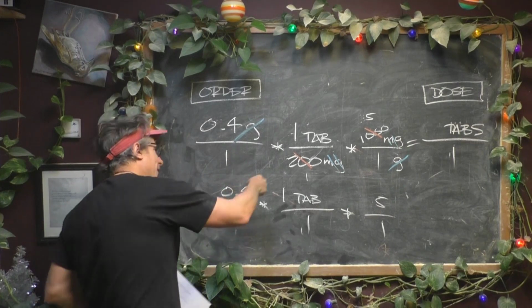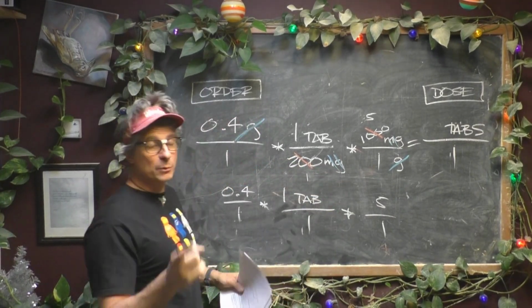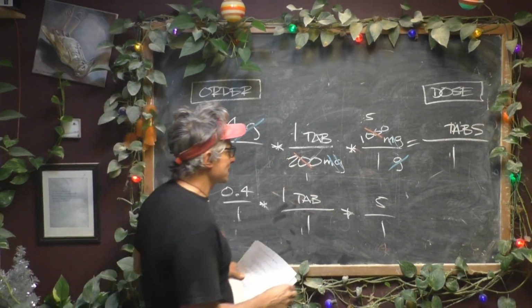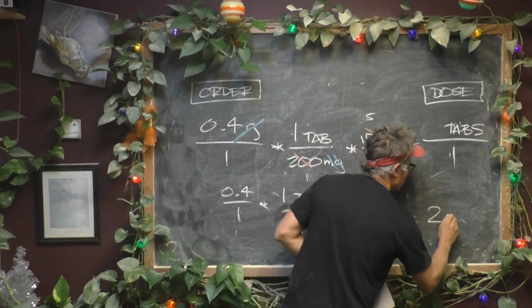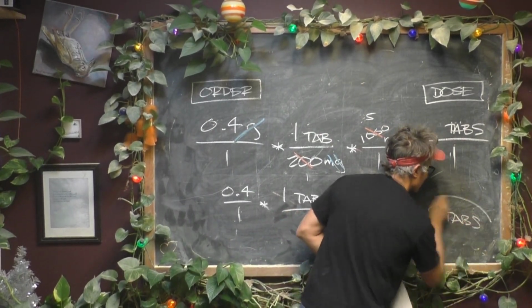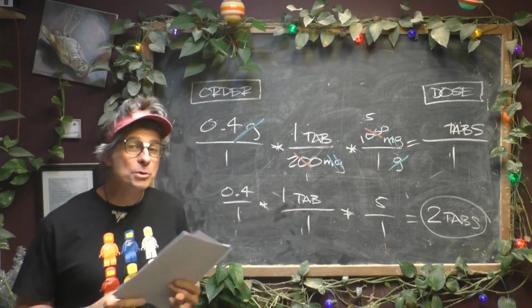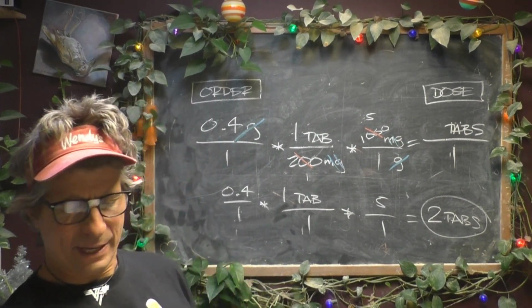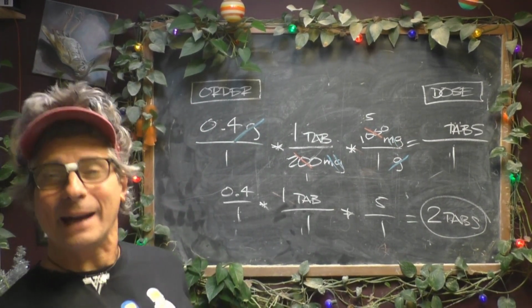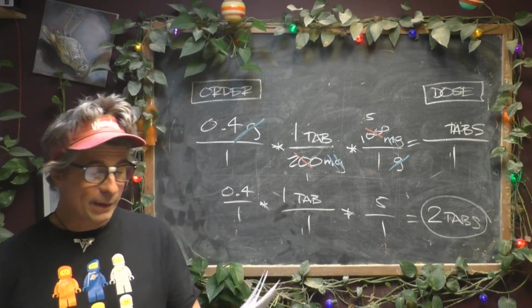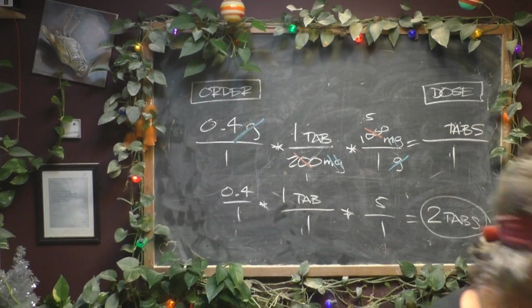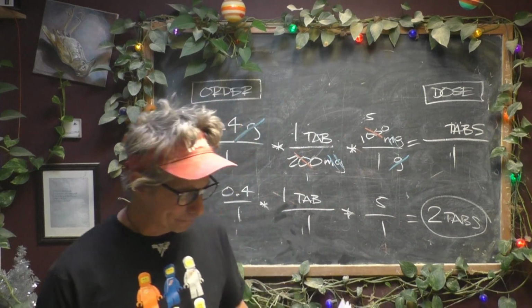Then all you got to do is 0.4 times 5. If it was 4 times 5, it'd be 20. So 0.4 times 5 is 2 tabs. So you give your patient 2 tablets of, what the heck is this stuff called? Tagamet. And they've got 0.4 grams in their, whatever the heck a bid means.